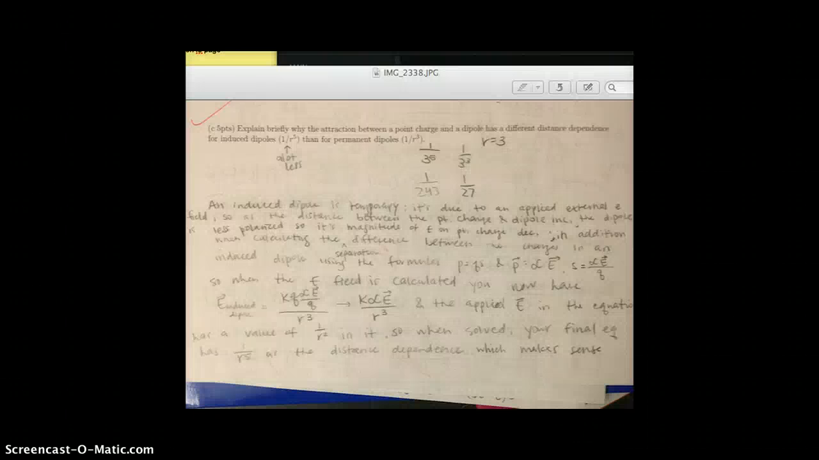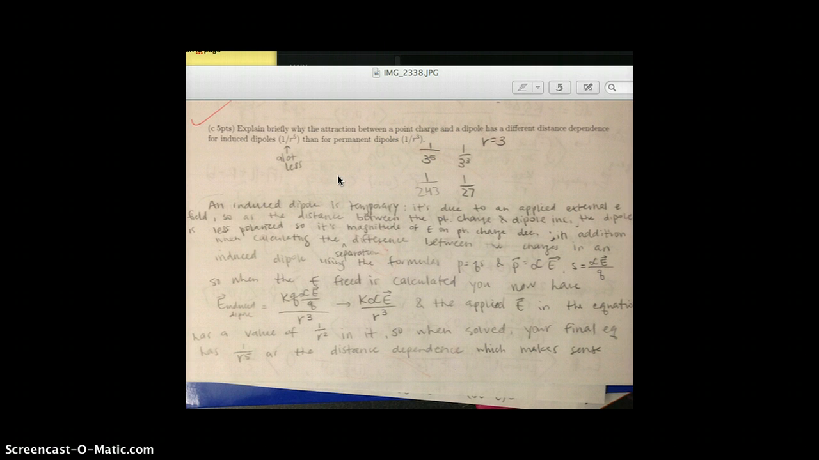So part 3 of number 2 asks the student to explain briefly why the attraction between a point charge and a dipole has a different distance dependence for induced dipoles as for permanent dipoles. So the distance dependence for induced dipoles, if you can't see that, is 1 over distance to the fifth, which is a lot less than for permanent dipoles, which is 1 over the distance, or r cubed.